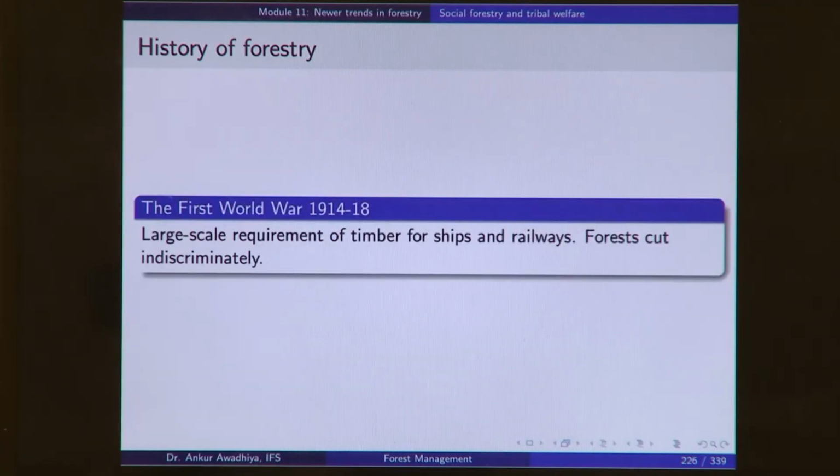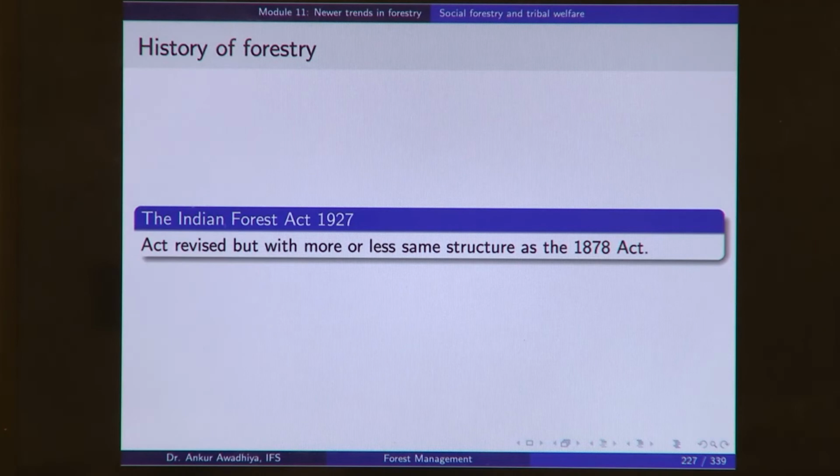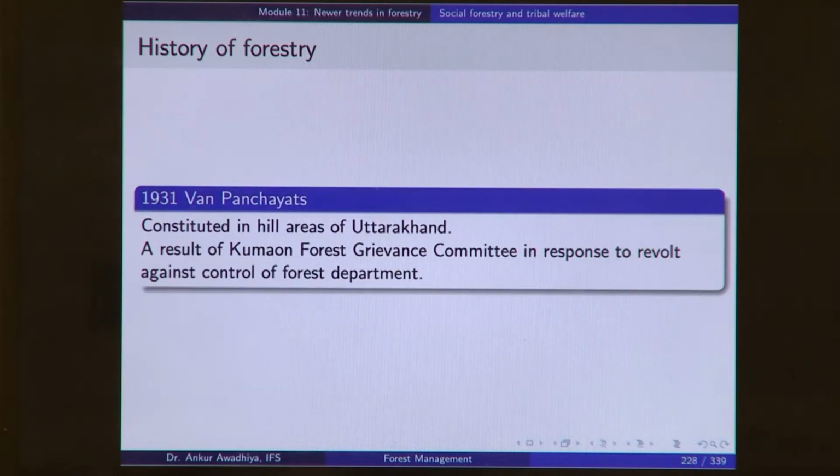But then we had the First World War, where timber was extensively needed, and there was an indiscriminate cutting of forest, followed by the Indian Forest Act, which was a revised act, but more or less the same structure was kept. And then in 1931, we saw the beginning of the van panchayats. So, in the case of van panchayat, the panchayat exerts its ownership on the forest, and also it maintains and conserves the forest. So, it began in the hill districts of Uttarakhand.